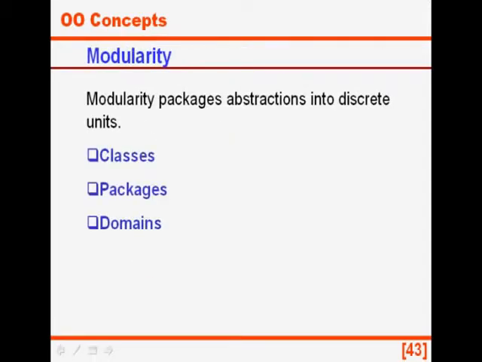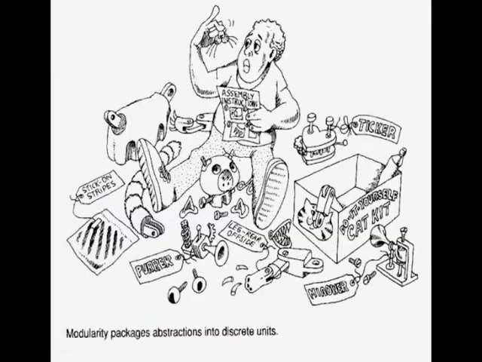Next, we come to another feature of object-oriented programming, that is modularity. The modularity is the packaging of abstractions into discrete units. We have classes, we have packages, we have domains or namespaces. This is the picture of modularity from the Grady Booch book.